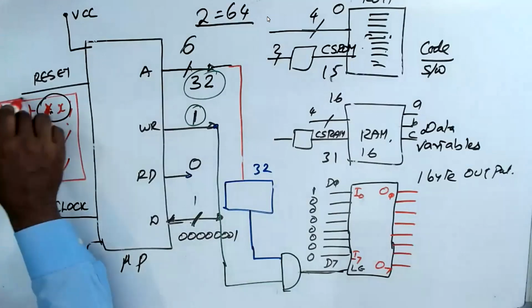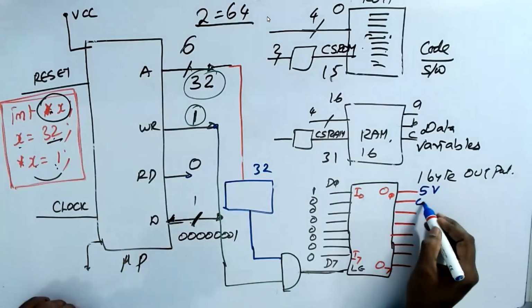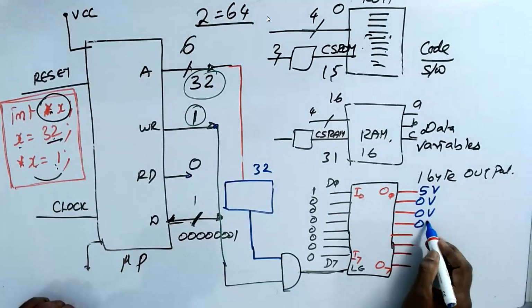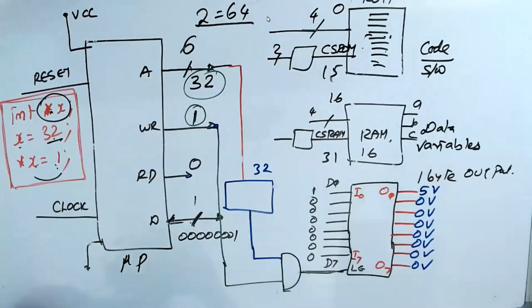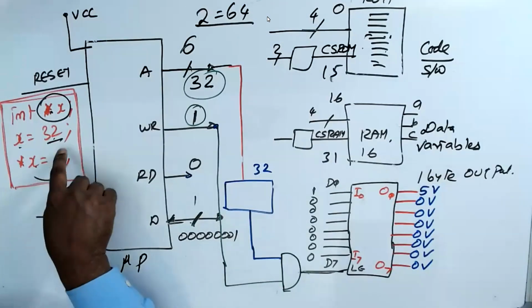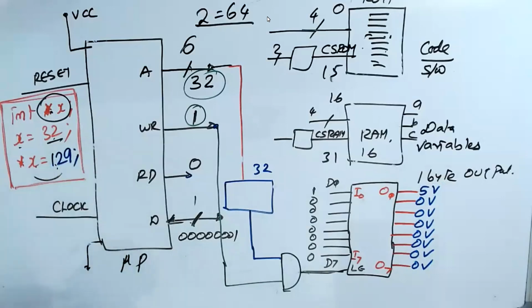So please understand, one small program here is going to turn on 5 volt here, and 0 volt, 0 volt, 0 volt, 0 volt, 0 volt, 0 volt, 0 volt on the others. Now I have an 8 pin device. So by changing the value, if I write here 129, 129 means 128 plus 1.